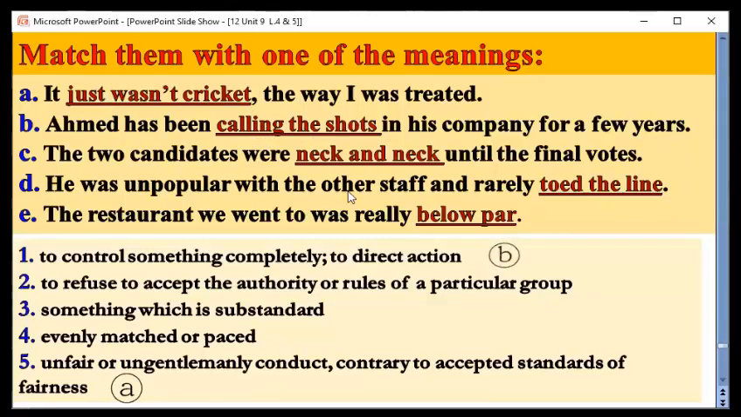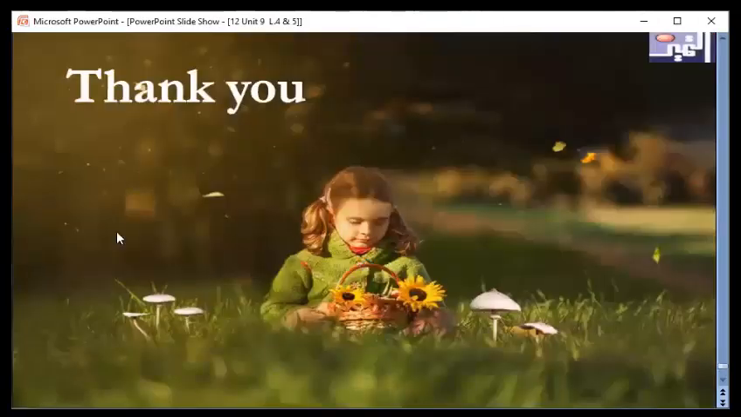In B, calling the shots, as you can see, to control something completely or to direct an action. The next one, neck and neck, as I told you, evenly matched. Toe the line, as you can see here, to refuse to accept the authority or rules of a particular group. The next one here we have below par, which is something which is substandard. These are the ideas, dear students, and I'd like all of you to try to concentrate on this idea. You have to focus on both grammar and vocabulary. They are very, very important, and I'd like you to revise these ideas again and again.